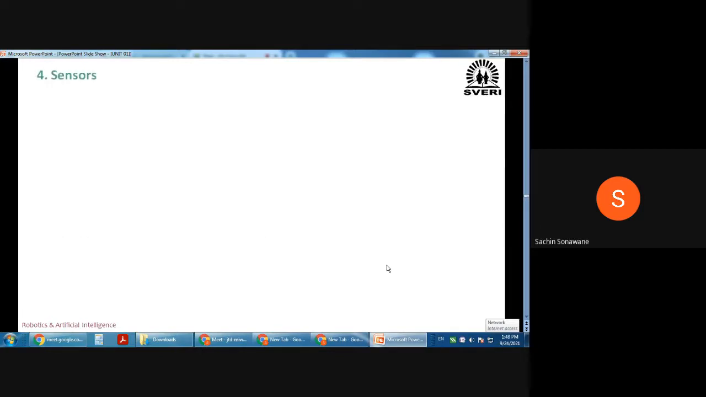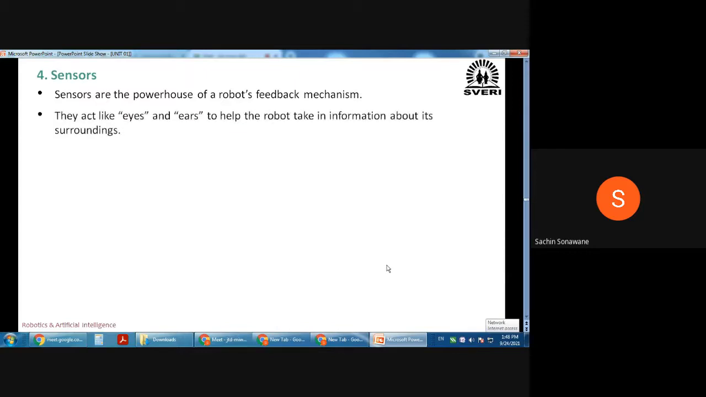Next is sensors. Sensors are the powerhouse of a robot's feedback mechanism. They act like eyes and ears to help the robot take in information about its surroundings. Now you know that in vehicles also, such as the Ford Endeavour or Toyota vehicles, and high-end vehicles like Mercedes, sensors are there.